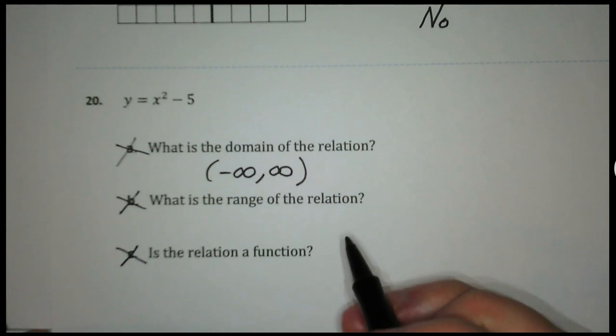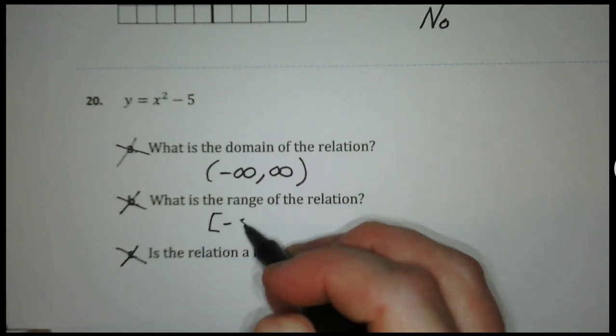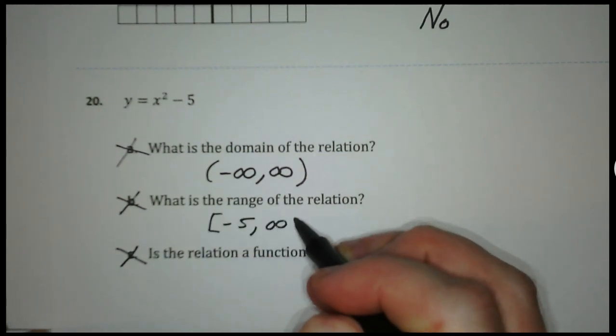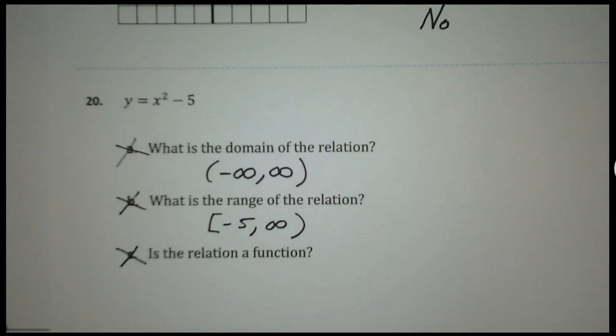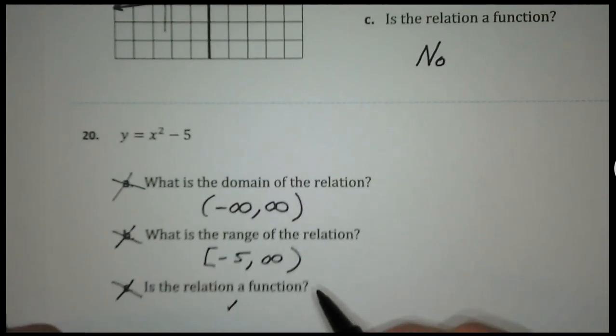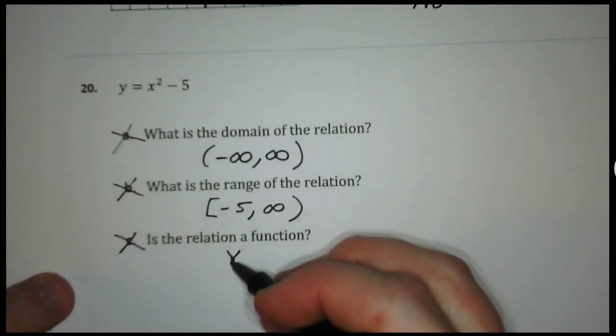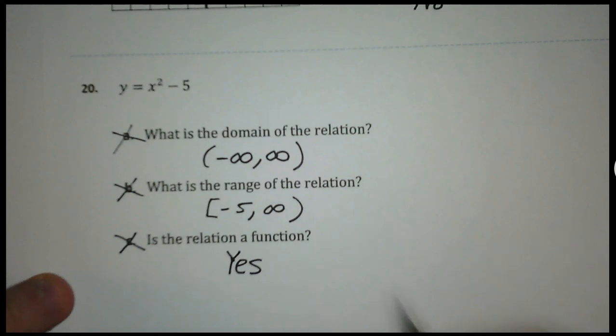But the range, the y values can only be as low as -5, but there is no limit on how high you can make your y values. So your range is from -5 to positive infinity. And is this equation representing a function? You know it.